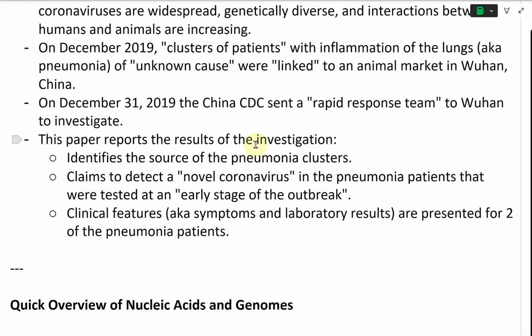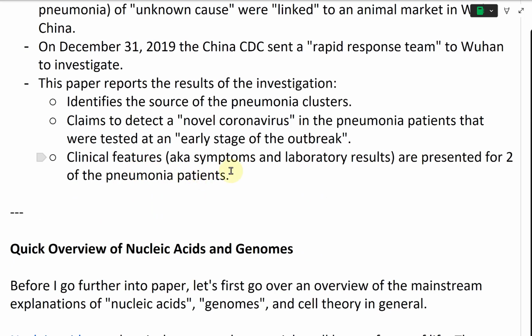And this paper reports the results of the investigation, so identifies the source of the pneumonia clusters, claims to detect a, quote, novel coronavirus in the pneumonia patients that were tested at an early stage of the outbreak. Again, it's all quotations, early stage of the outbreak. Clinical features, aka symptoms and laboratory results, are presented for 2 of the pneumonia patients.